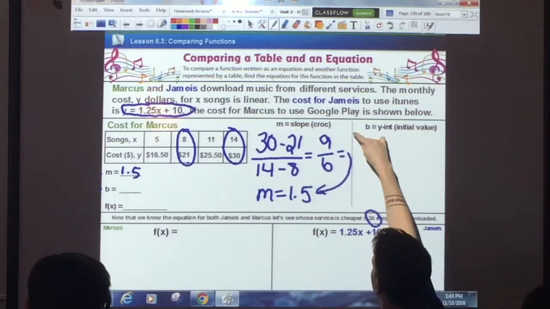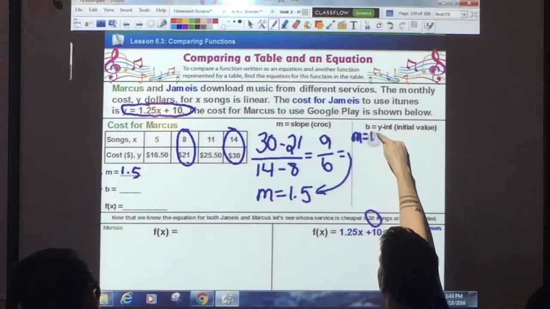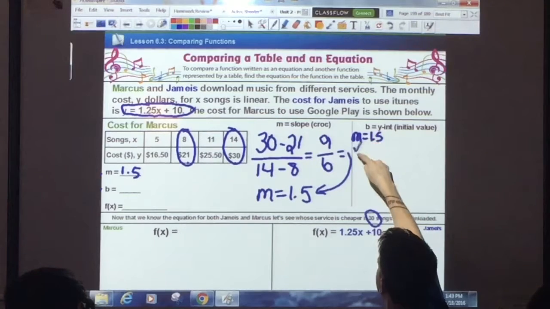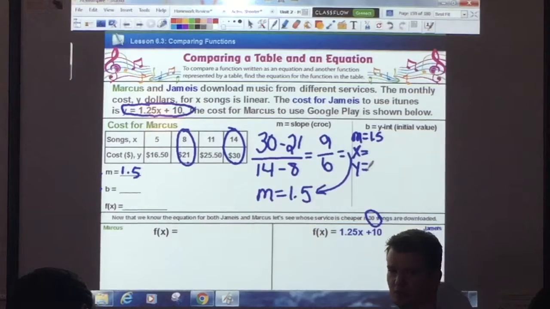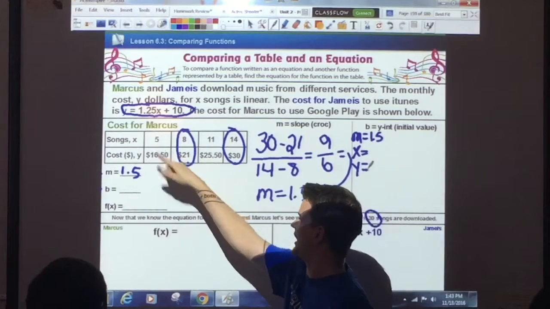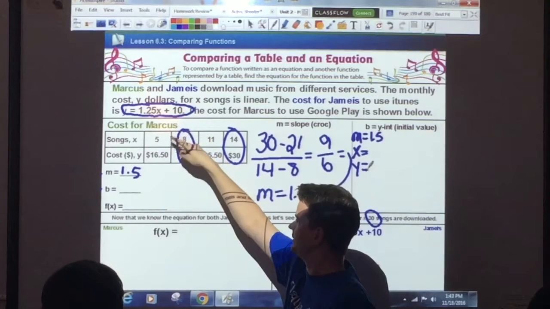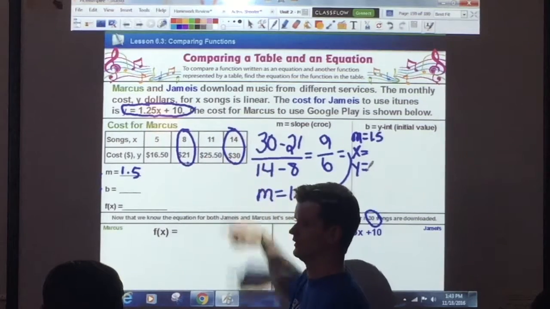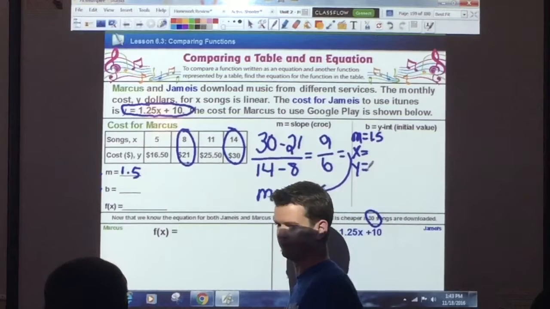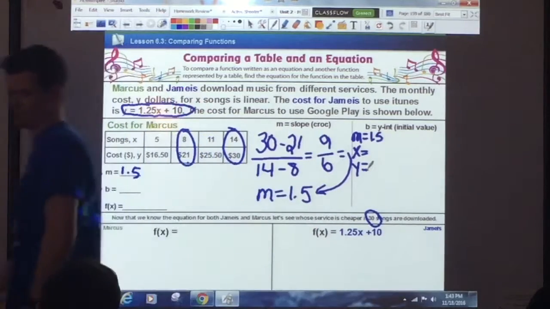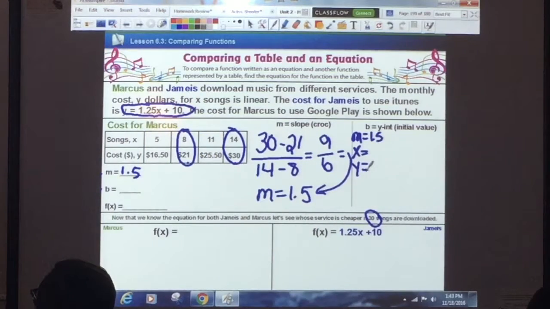In order for me to do that, I must know that my m is 1.5, then I need an x and I need a y. Does it matter which x and y coordinate pair I use? No, just make sure you're not doing something like this. You're not going to use 5 and 2550. It has to be a coordinate pair. This one, this one, this one, or this one. So let's go to Sophie Perez. Sophie, which coordinate pair do you want to use, kiddo?